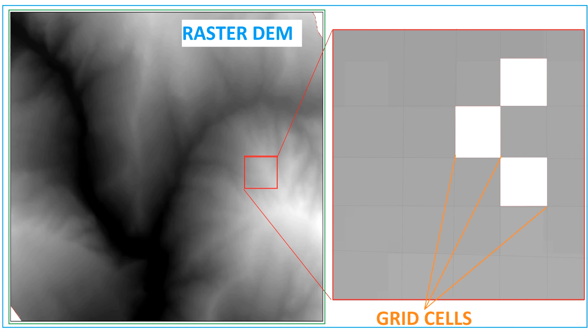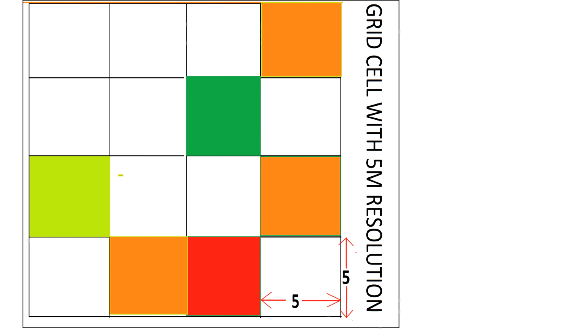Generally, raster DEMs are widely used for topography analysis of a particular spatial area. So, let's talk about raster DEM. Raster DEMs are comprised of numerous cells. A cell is fundamentally square, where the north to south and east to west length of the cell is equal.